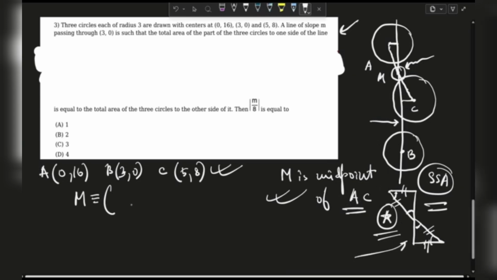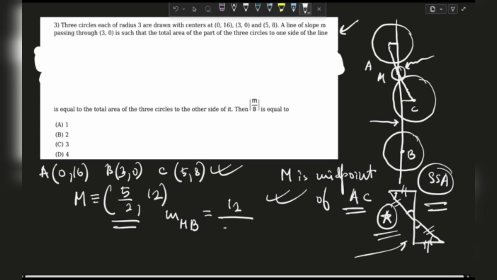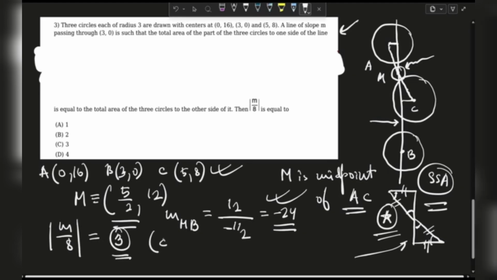Pretty good lesson anyways. So the midpoint of this is coming out to be 5 by 2, and 16 plus 8 is 24 by 2, so 12. So now if we try to calculate the slope of the line MB, B is 3 comma 0, so 12 minus 0 is 12 divided by 5 by 2 minus 3, which is minus half. This thing comes out to be minus 24. So we have to find out mod M by 8. So mod of minus 24 by 8, and our final answer comes out to be 3, which is option number C.